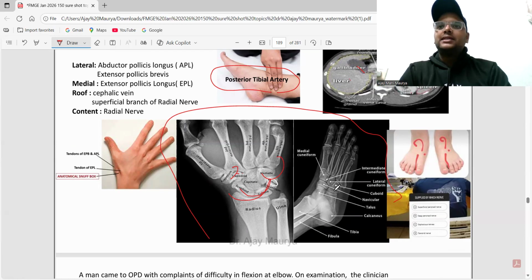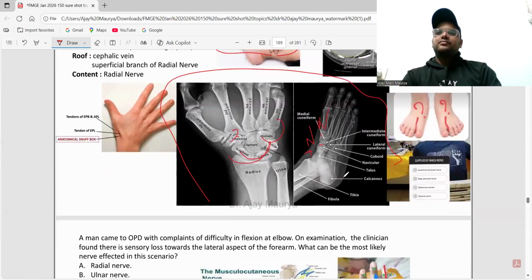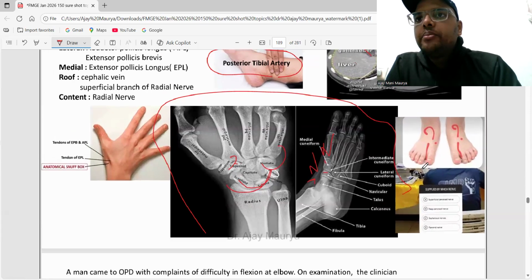This is TNM for the talus, navicular, and the calcaneum. TNM: this is the talus, this is the navicular, this is the medial cuneiform, then the intermediate, and this is the lateral cuneiform. See, very simple. This is supplied by the deep peroneal nerve.